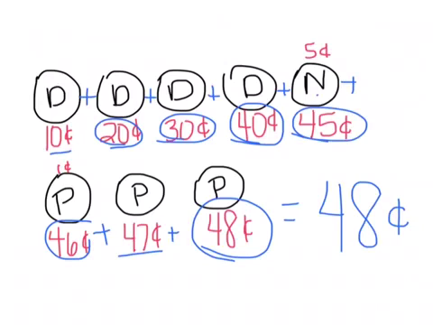Let's try another one. Now, look at this set. We start with a penny, and then we have a dime, then we have a quarter, then we have another dime. Now, those aren't in order. So let's put them in order first. Let's redraw them. We're going to start with my biggest one, which is a quarter.